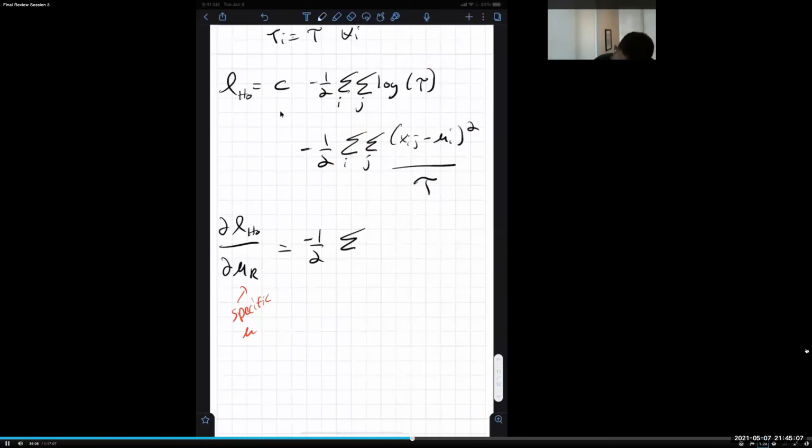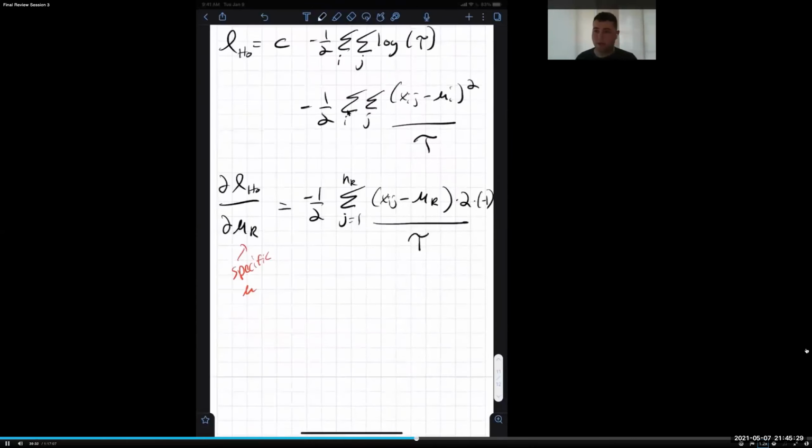Negative 1/2. The sum over the j's still stays, and this is going to be j equals 1 to n, the specific n_k that we were looking at, of (x_ij minus mu_k, the k that we're looking at), times 2 times a negative 1 here from the inside. And again, the tau will stick with us here. The bottom is just a constant. Okay, are there any questions about this so far?